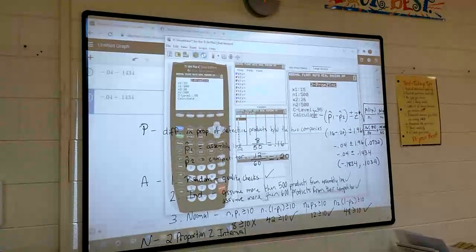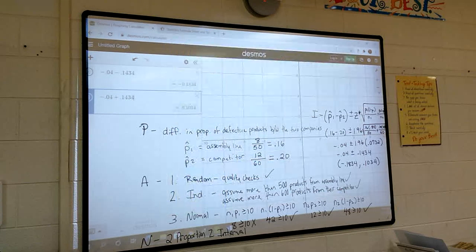So in the calculator, we can put 8 and 50, and then we can put 12 and 60, and we have 95%, and we calculate. And we get from negative 0.1834 to positive 0.1034. That's very satisfying when you see that, because you know you did it all correct. Okay, so there is your interval from the calculator. So now you can see exactly what the calculator did to get that interval. It makes you appreciate the calculator even more, that they did all that for you.